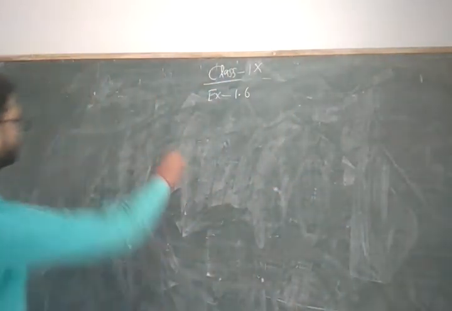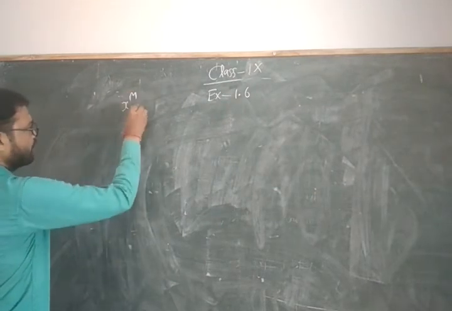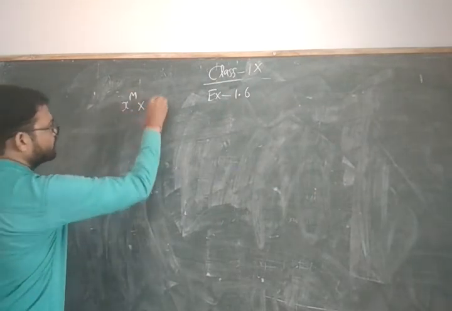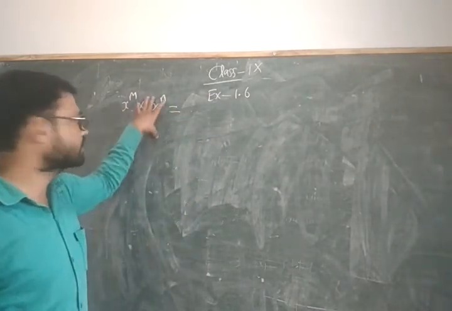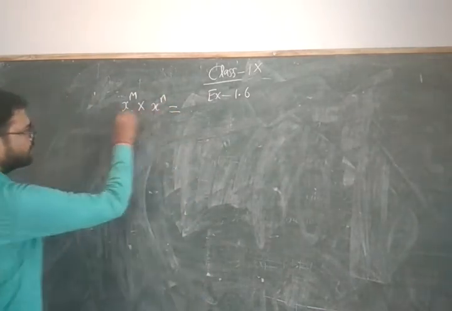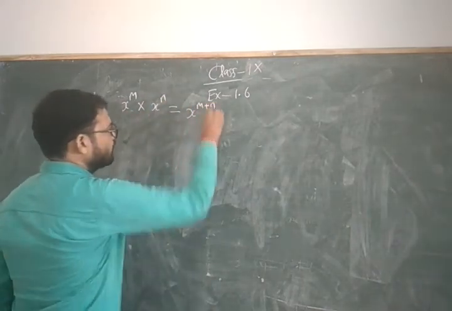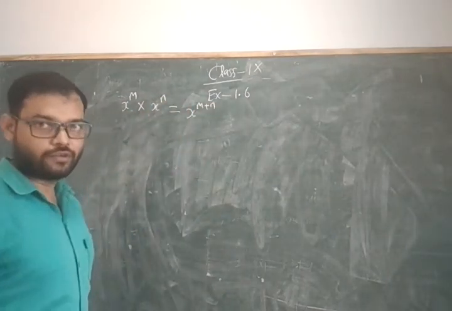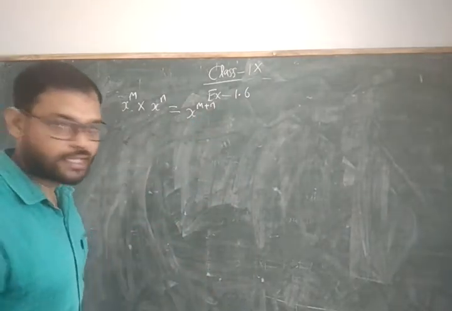The first identity is x raised to power m multiplied with x raised to power n. If bases are the same, powers are different, and they are multiplying, then we always add the powers. So it becomes x raised to power m plus n.